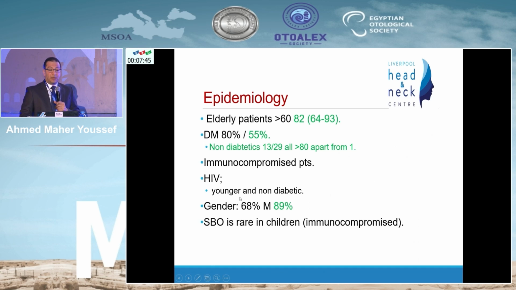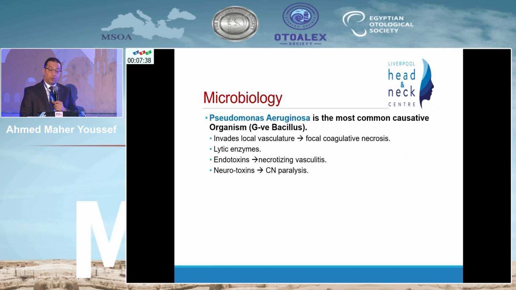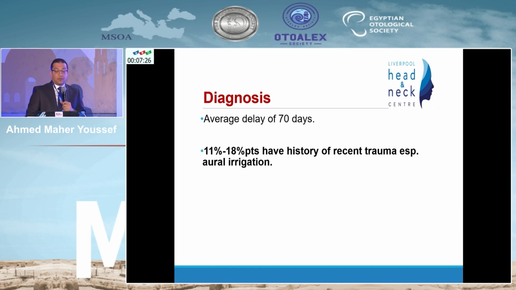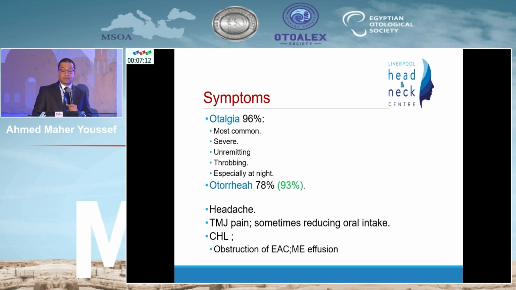HIV patients were younger, and they were non-diabetic in most cases, and it's predominantly a disease of males as well. As you all know, Pseudomonas is the main culprit here, but always consider the fungal etiology, especially in immunocompromised patients, and Aspergillus is the most common. About 20% have a history of ear trauma, and that's why we advise against ear syringing or ear wash in the elderly population.